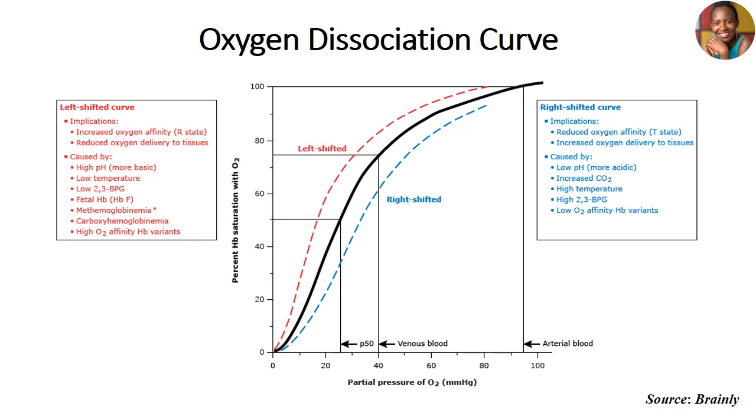The oxygen dissociation curve is simply reflecting how the hemoglobin becomes less affined to oxygen when it is acidic, while the hemoglobin is more affined to oxygen when there is alkalinity. And that's how you can summarize it.